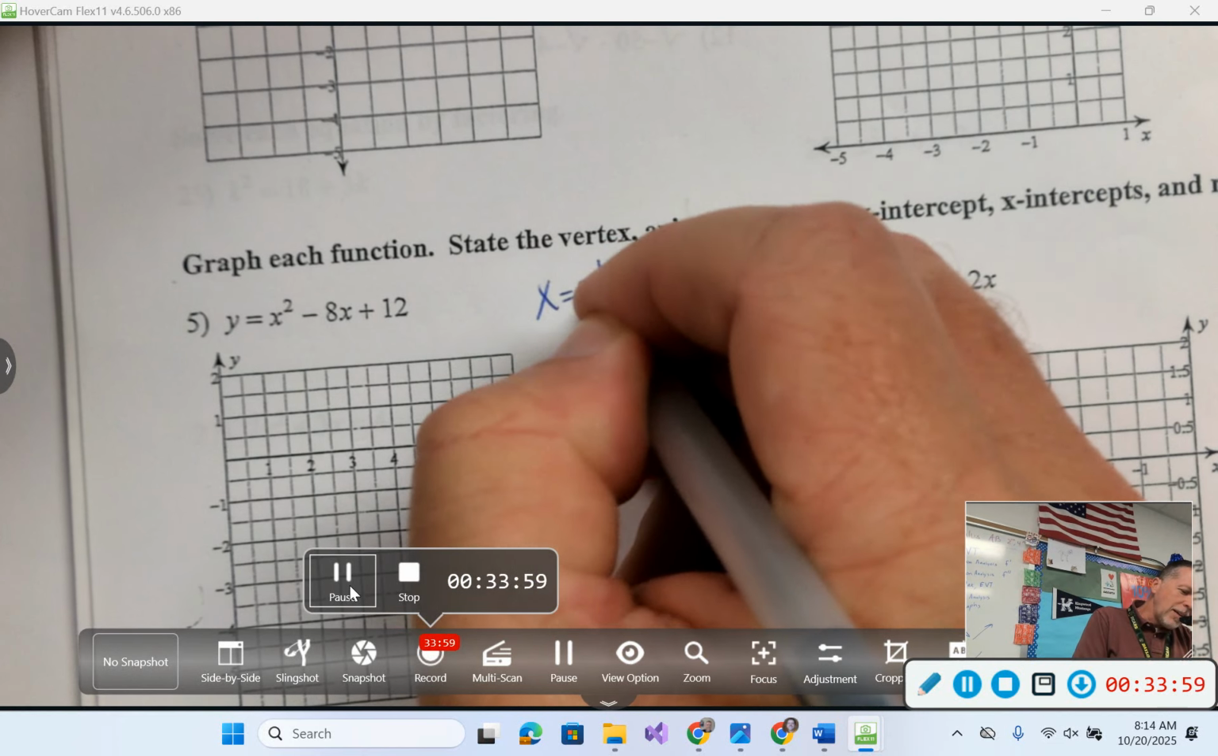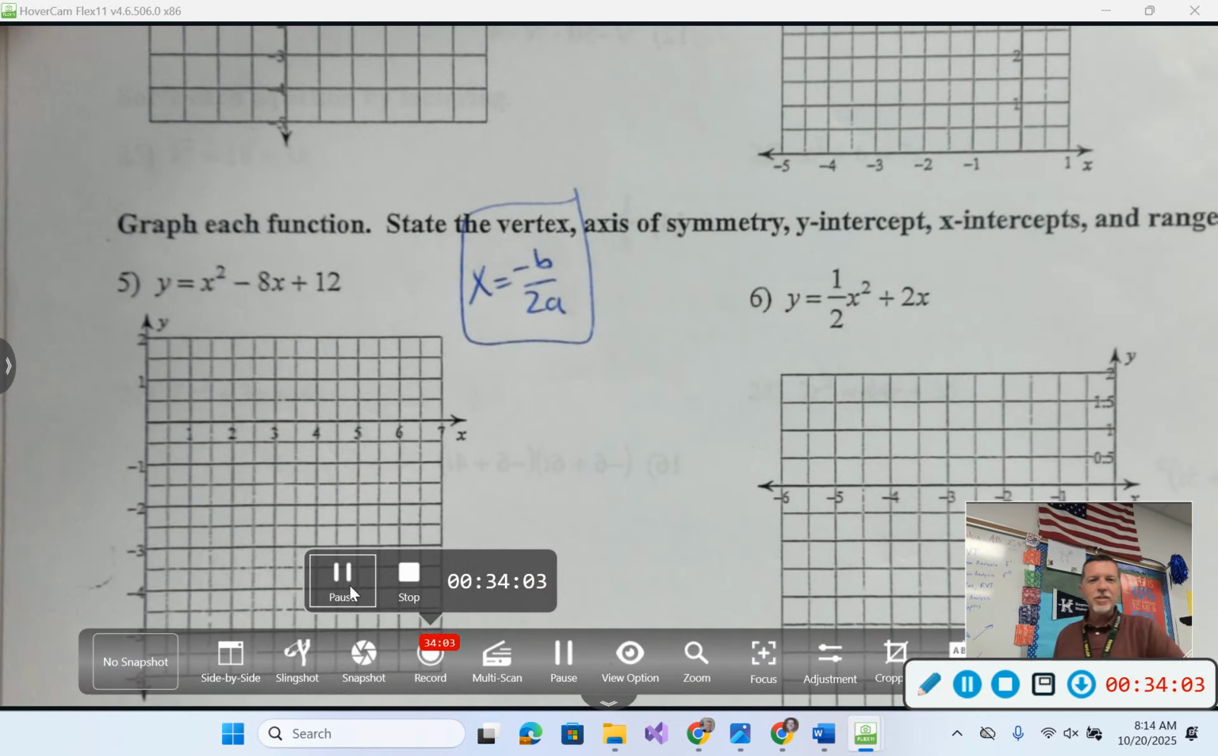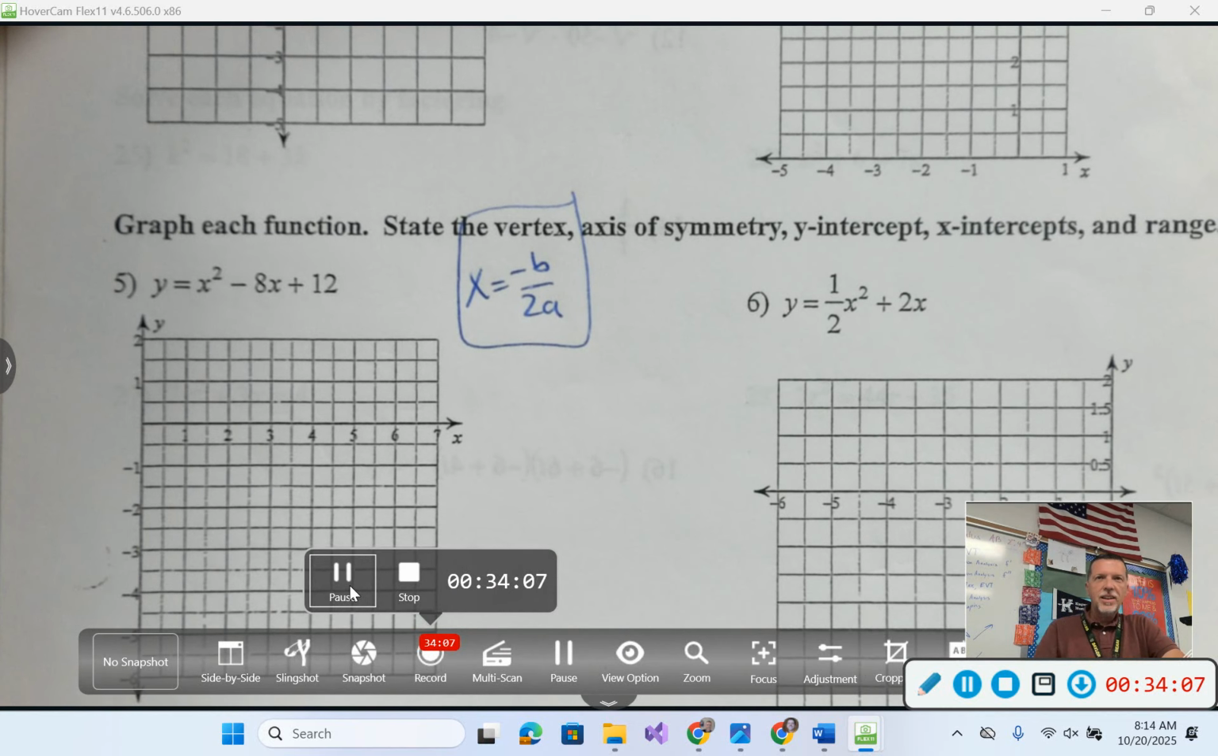Probably the last thing, we didn't get to this, but for the vertex, x equals negative b over 2a. Does that sound familiar? And then you go from there. But we'll do some of those tomorrow.